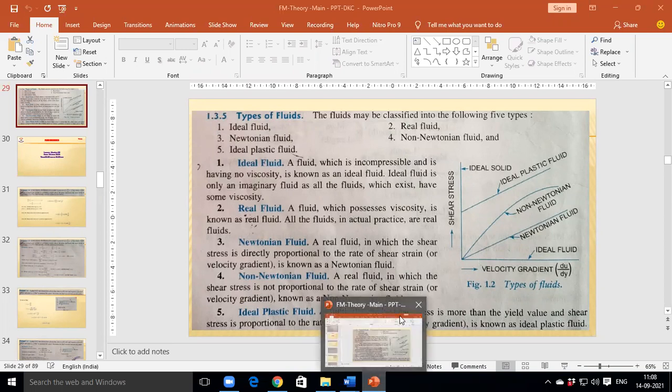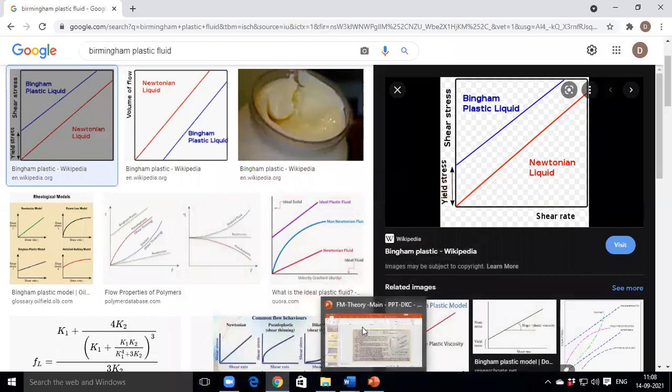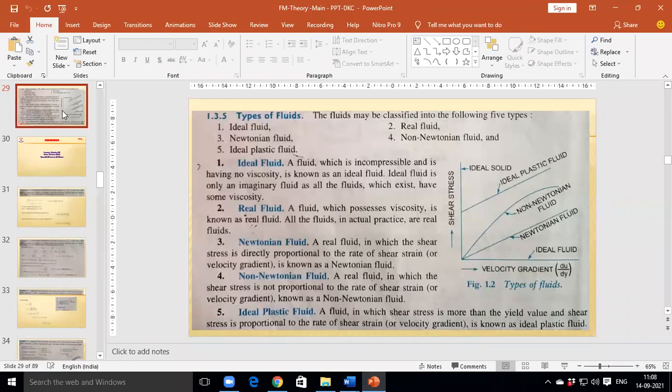So is this part understood? Any doubt in this part? Any doubt about the types of fluid discussed and the numericals? Aniket, Lalit.